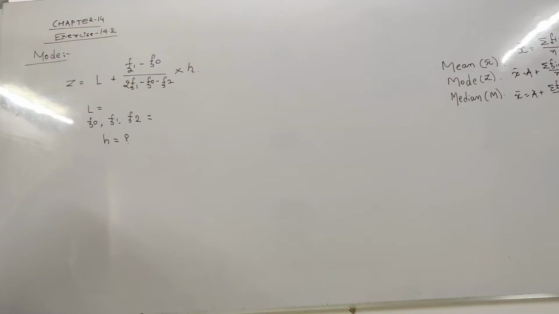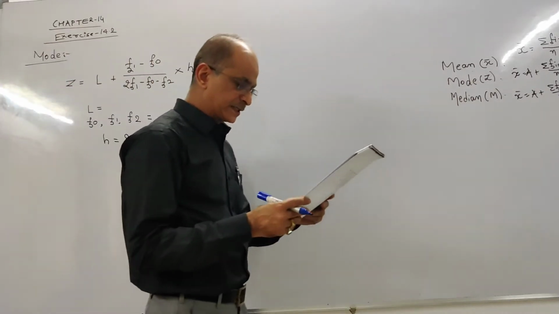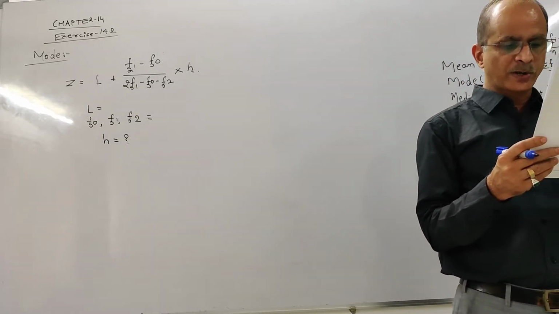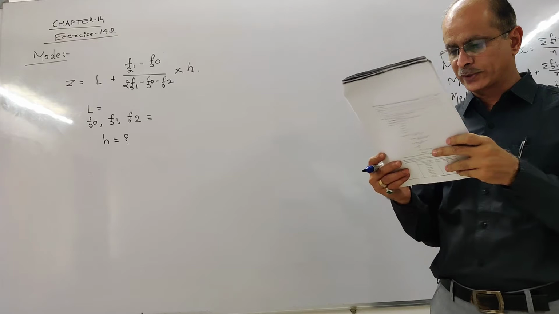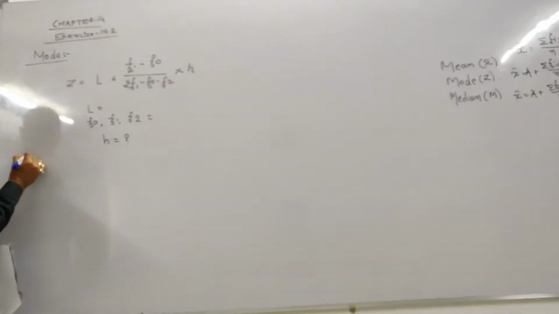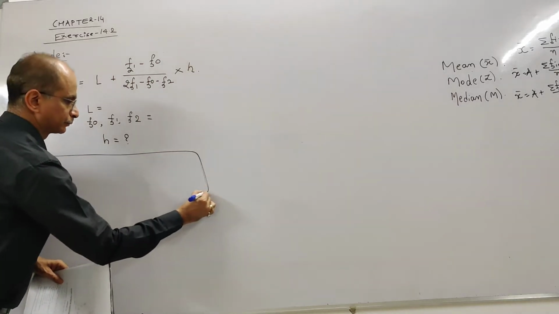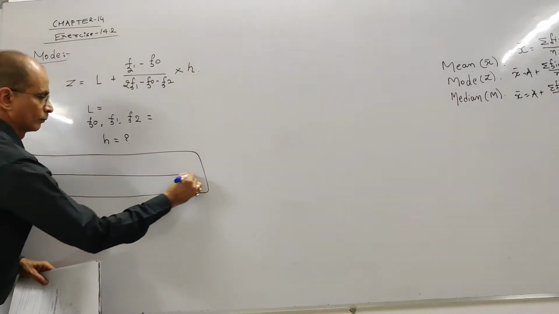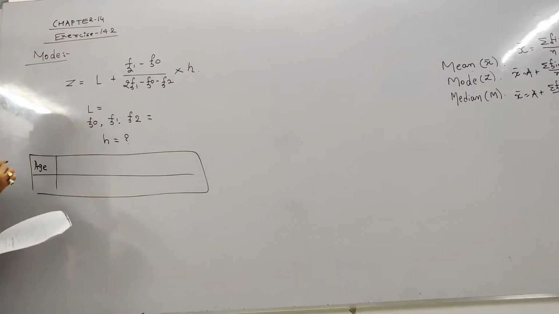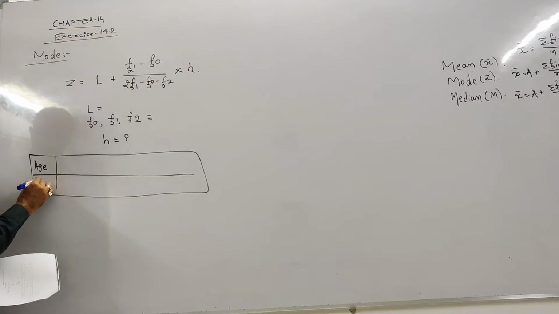So for this, let us start the first example of exercise number 14.2. Let me read this example. The following table shows the age of the patients admitted in a hospital during a year. One horizontal column is age in years. The second one is number of patients.